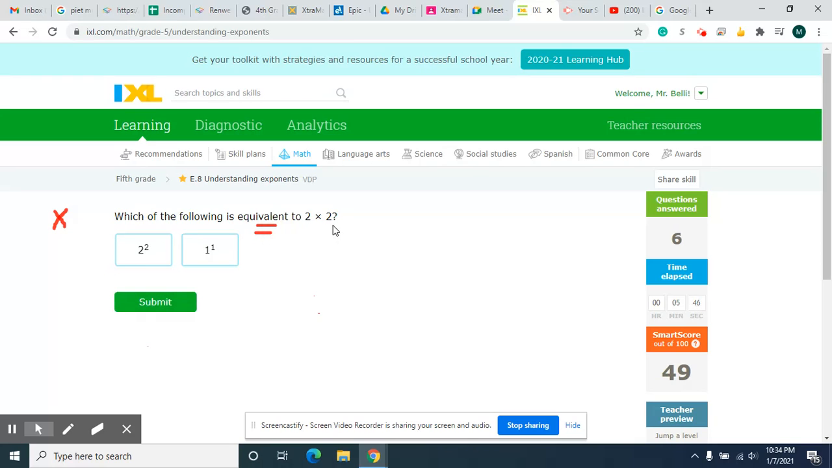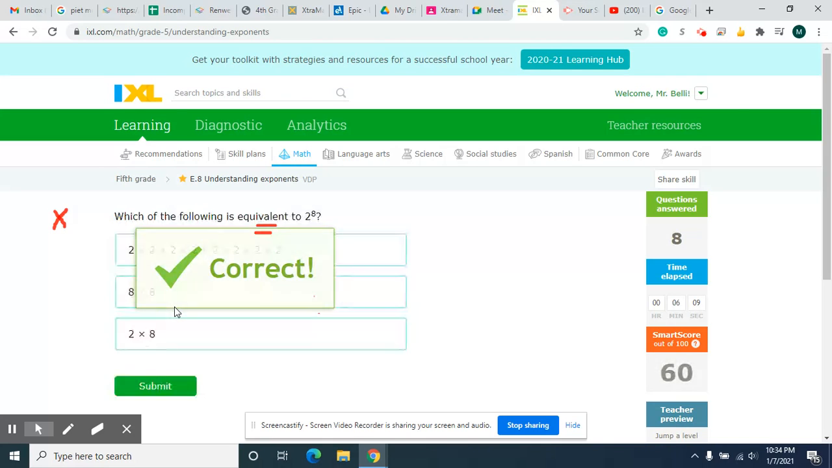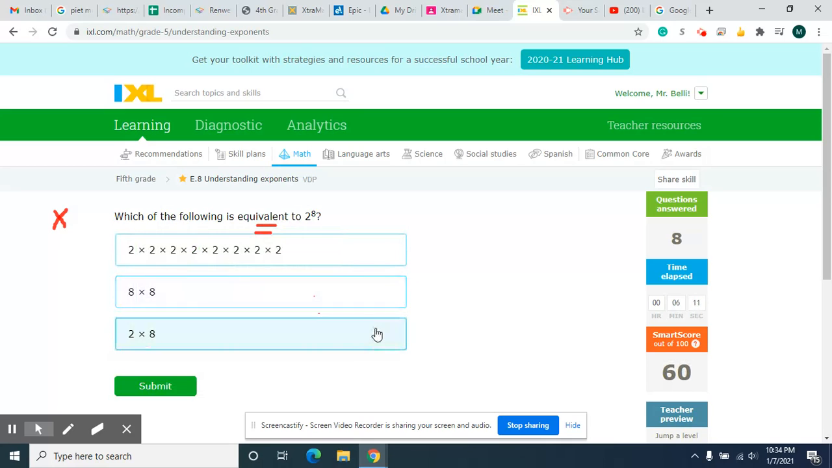We've got two 2's. Which one of these shows two 2's? Well, that would be 2 squared, or 2 to the second power. So we click on that. Okay, now this time we have two 1's. An exponent tells us how many 1's we have. We have 2. There's our answer. This is a fun one.